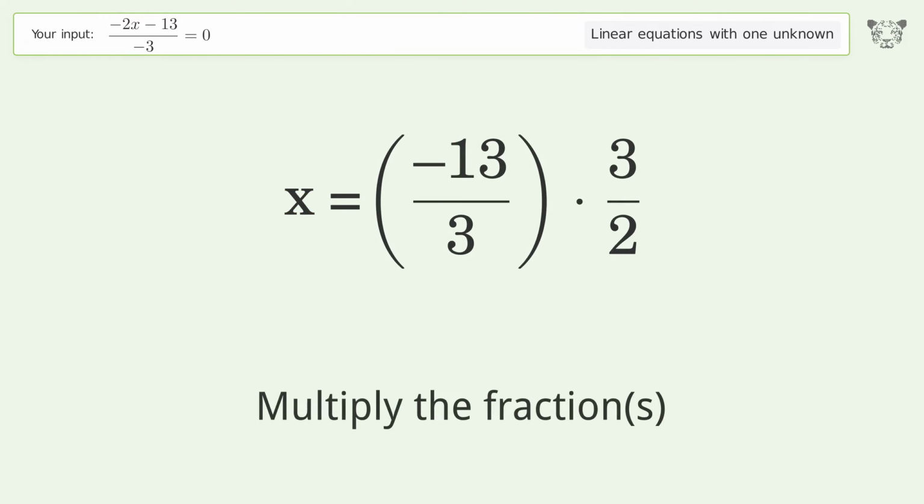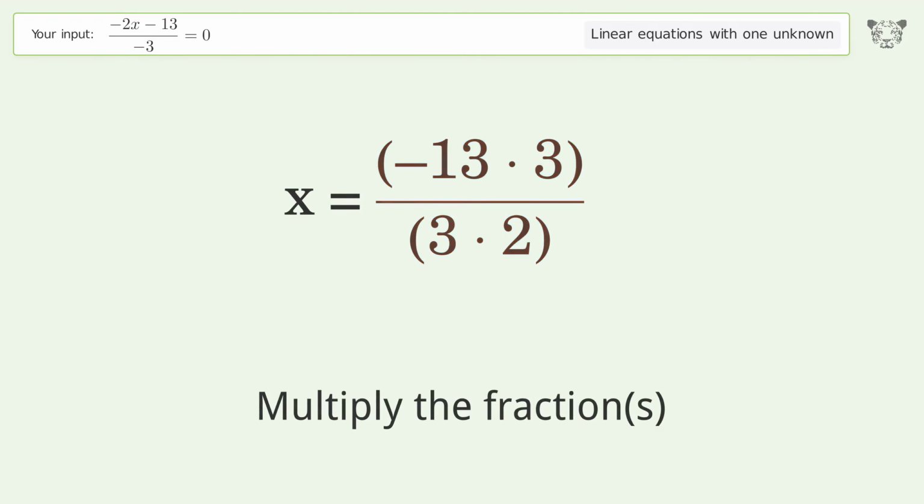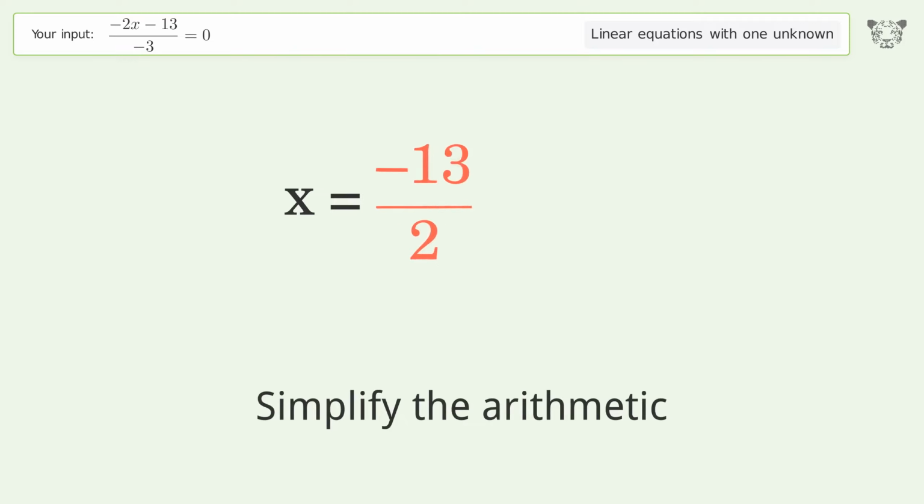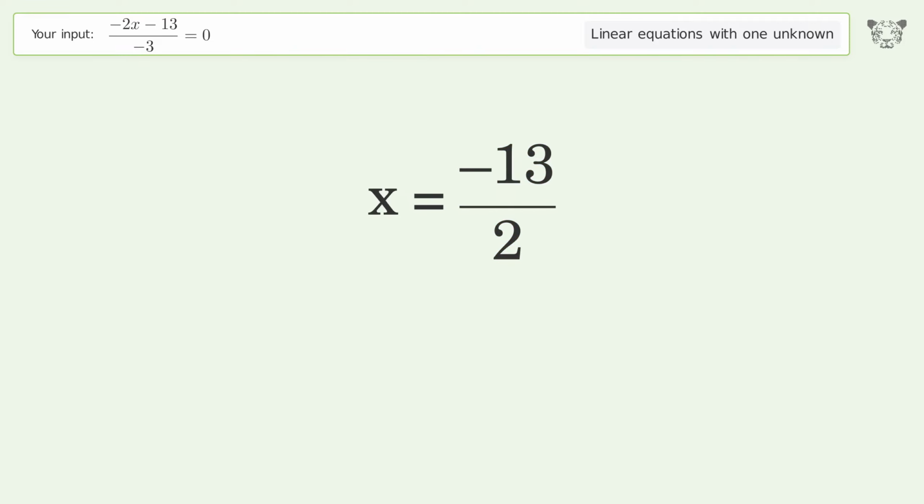Multiply the fractions. Simplify the arithmetic. And so the final result is x equals -13/2.